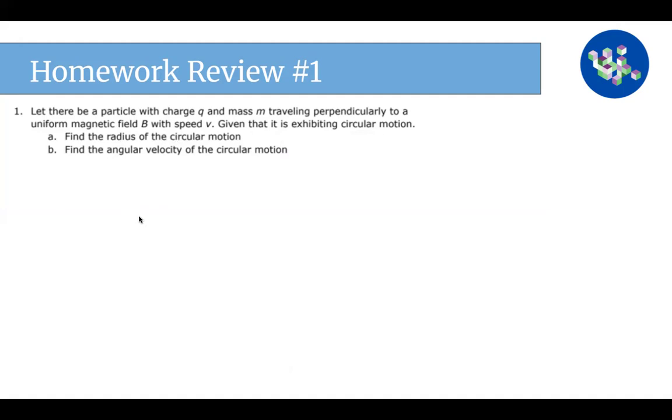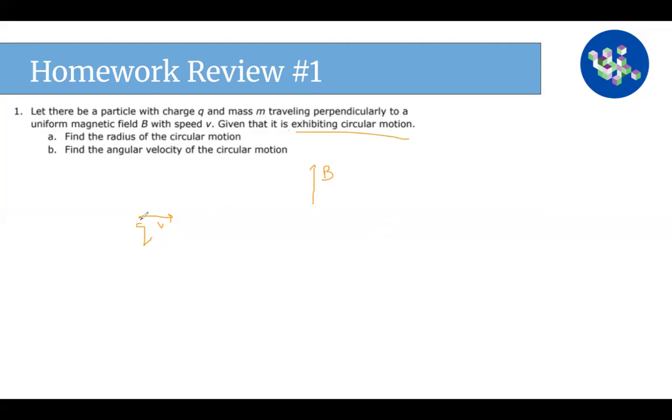So let's draw a picture. So we have a charge Q and it's moving, let's say it's moving to the right with speed v. Now there's going to be a uniform magnetic field B. Let's say it's pointing upwards. So this will be my magnetic field B. And then I know that it is exhibiting circular motion.